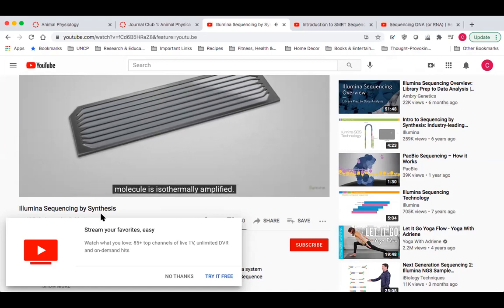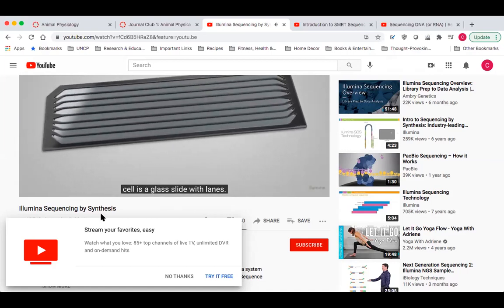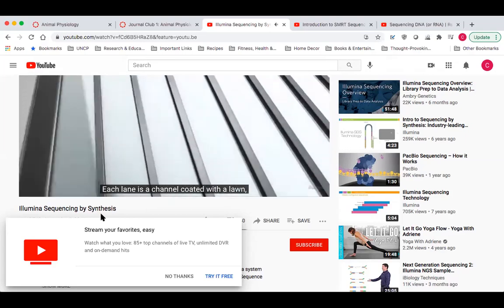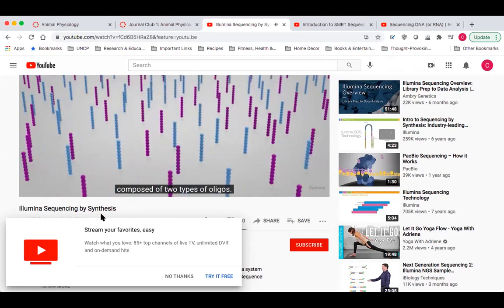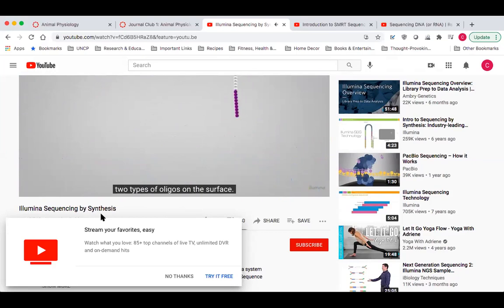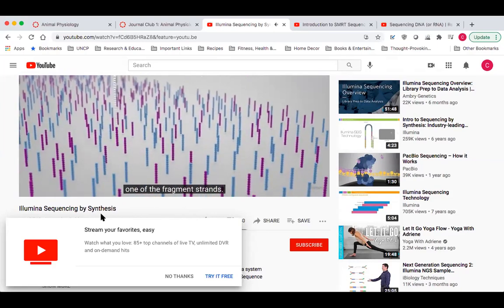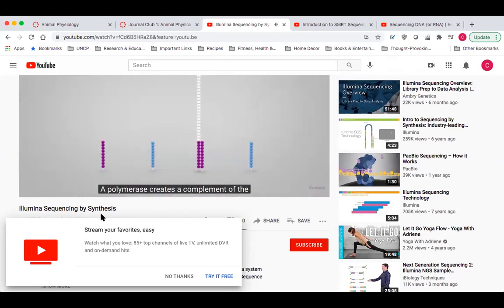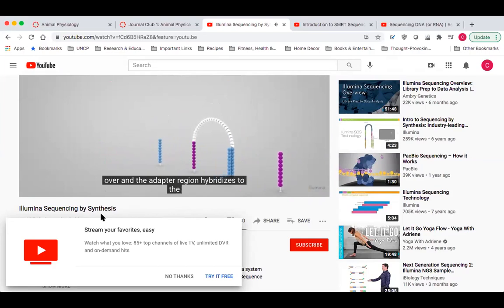Fragment molecule is isothermally amplified. The flow cell is a glass slide with lanes. Each lane is a channel coated with a lawn composed of 2 types of oligos. Hybridization is enabled by the first of the 2 types of oligos on the surface. This oligo is complementary to the adapter region on one of the fragment strands. A polymerase creates a complement of the hybridized fragment. The double-stranded molecule is denatured, and the original template is washed away. The strands are clonally amplified through bridge amplification. In this process, the strand folds over, and the adapter region hybridizes to the second type of oligo on the flow cell.